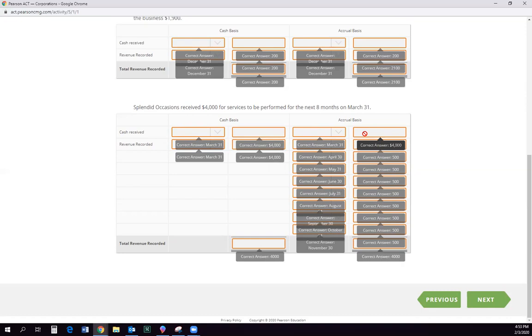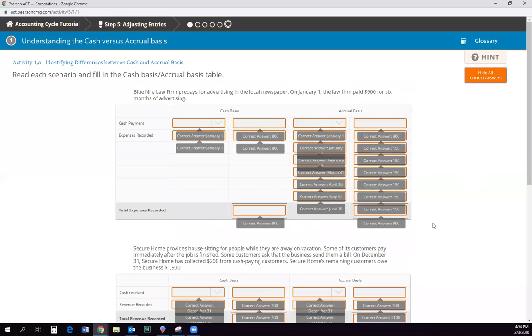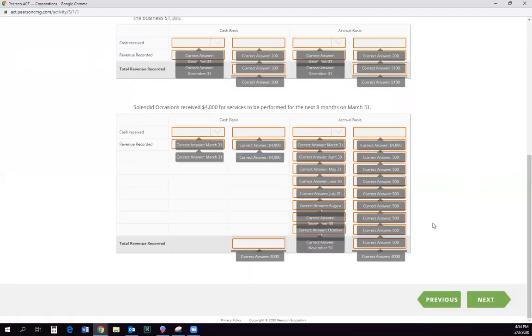And then at the end of each subsequent month, so April 30th, May 31st, all the way down for the next 8 months, we will record 1/8 of that cash we received as revenue, or $500 each month. By the end, we'll have recorded the full $4,000 as revenue, but we're spreading it out across the months when we're earning it, not just recording it when we get the cash. So that's the first portion, or 1A, under the adjusting entries.